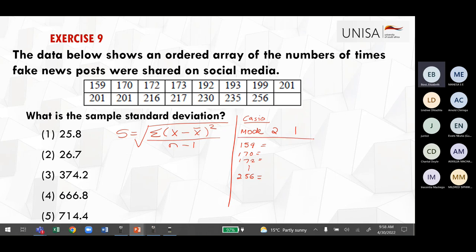Once you have captured your data, you're going to press shift, then button number 1, then button number 4, and then button number 4 again. And that will give you your standard deviation.